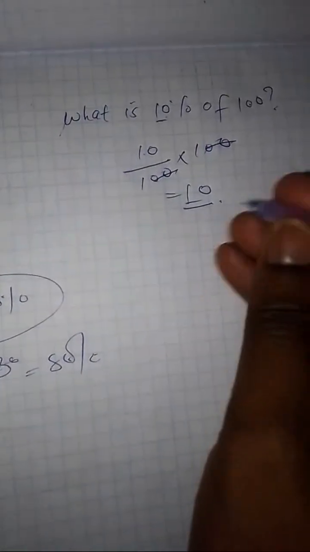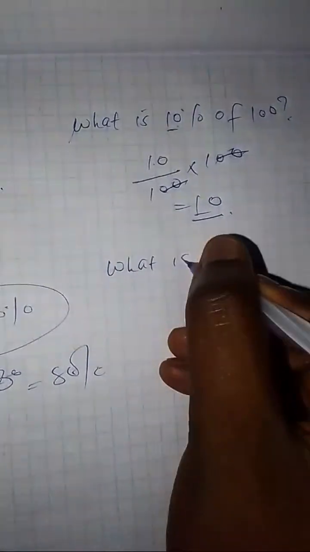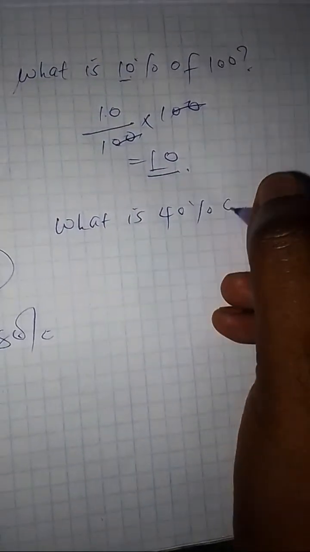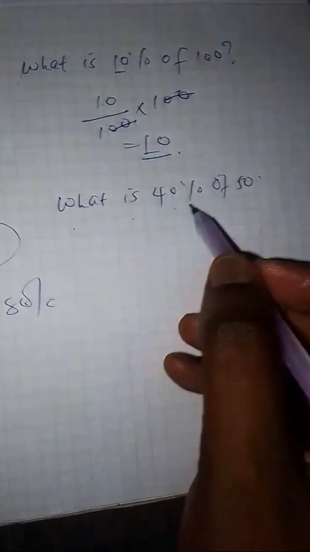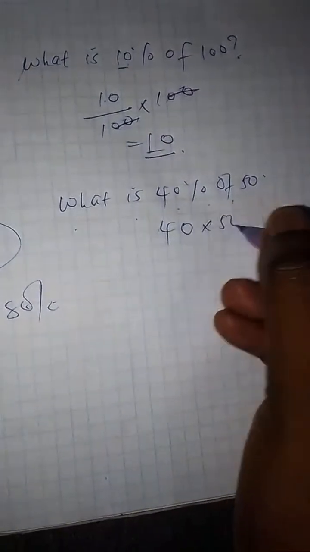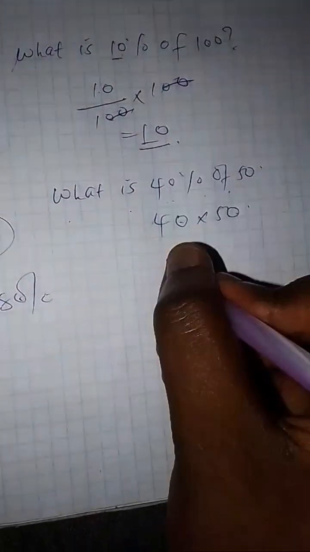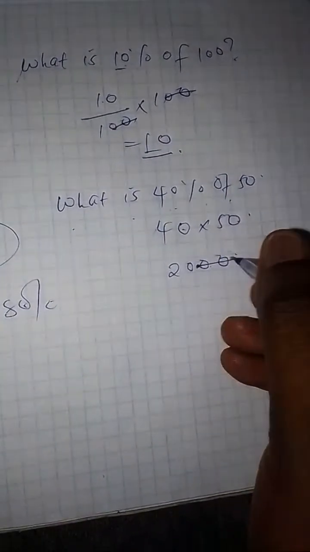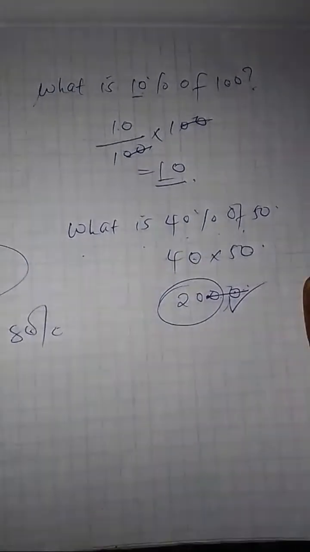Okay, so maybe the other question says, what is 40% of 50? So here we shall have 40 multiplied by 50. So 40 multiplied by 50 is 2000. Then from there we shall move 2 decimal places, 1, 2. So we shall cancel this 2. So the answer is 20.